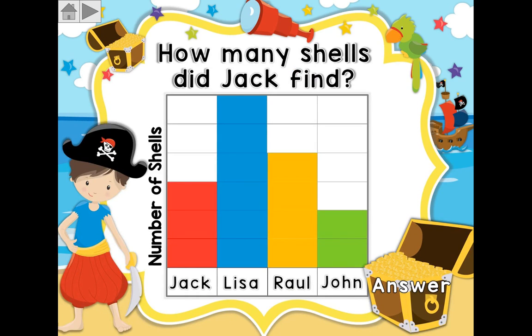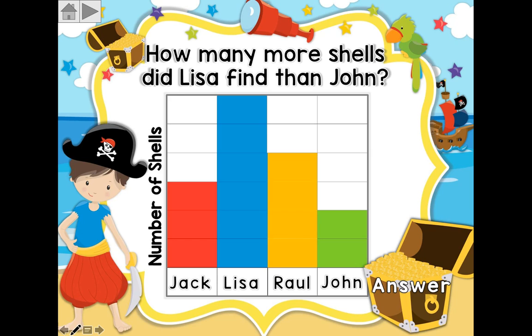Our first bar graph looks at friends who've collected shells. The friends are Jack, Lisa, Raul, and John. The question says, how many shells did Jack find? I'm going to label my bar to find the answer. One, two, three. Jack found 3 shells. Great job, everybody.